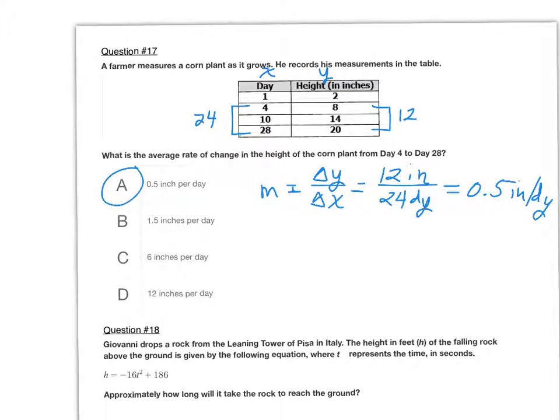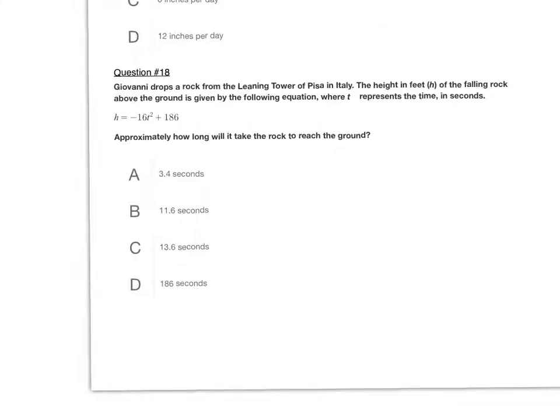Last question. Yay! You've made it. All right, Giovani drops a rock from the Leaning Tower of Pisa in Italy. So let's draw a little picture of what's going on. I'm excellent at drawing. So there's my Leaning Tower of Pisa. And then you've got Giovani right here. He's dropping a rock. Now, because of gravity, this rock is going to actually make a parabolic path. So we see part of a parabola.